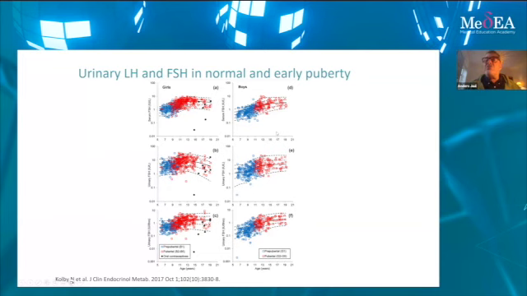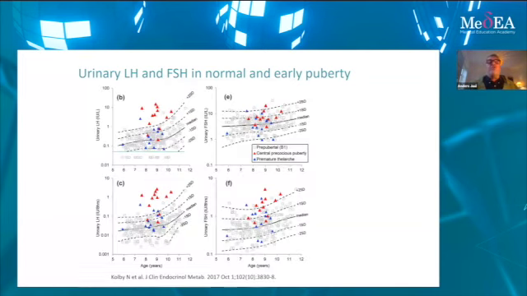So we have reference ranges for urinary gonadotrophin excretion, and here you see the same reference ranges now for urinary LH levels. The lines and the gray dots are the healthy children. What you notice here is that the red triangles are girls diagnosed with central precocious puberty, and those with the blue triangles are girls with premature thelarche. So you can see that the central precocious puberty girls have much higher urinary LH excretion, but there is some overlap, so it's not ideal either.